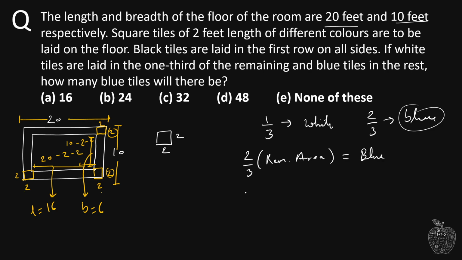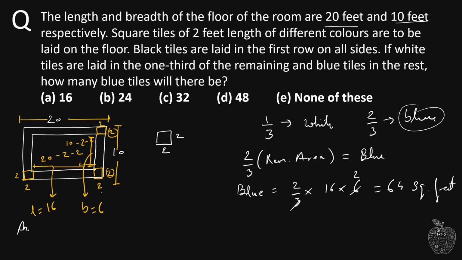Okay, so let's find out how much area is covered by blue tiles. So 2/3 of the remaining area. The formula to calculate area is length into breadth because this is a rectangle. So length is 16, we are talking about the remaining portion here, and breadth is 6. 2/3 of 16 into 6: 3 2s are 6, 2 16s are 32, 32 2s are 64, and this is in square feet. So blue tiles cover 64 square feet of area.